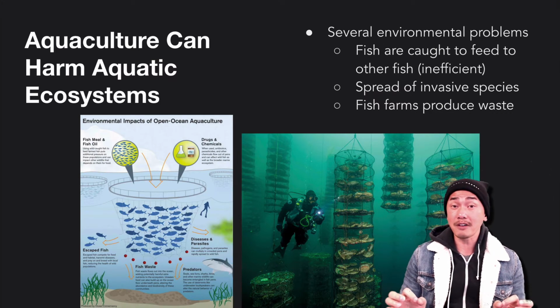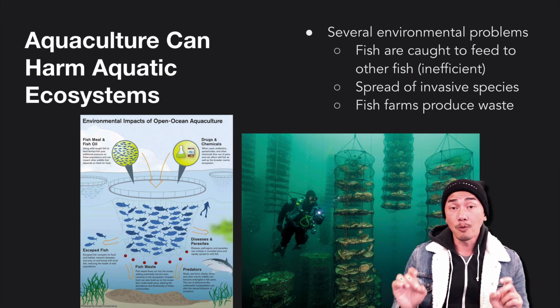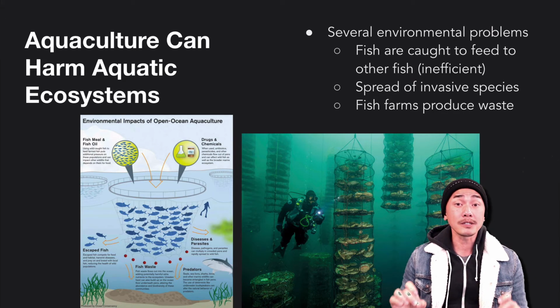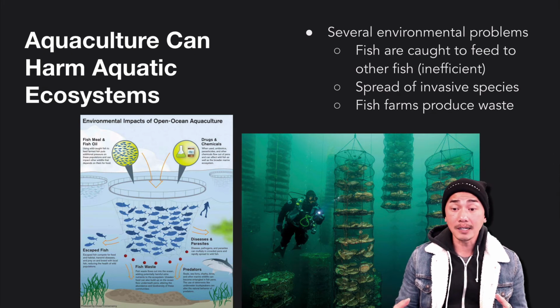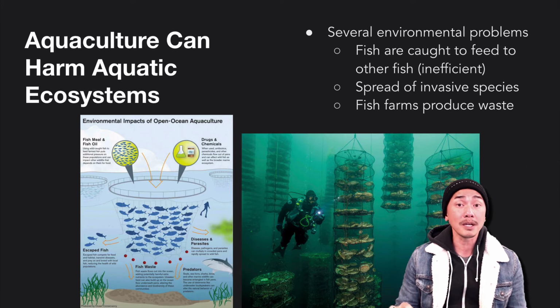Aquaculture can cause several environmental problems and affect aquatic ecosystems around it. First, wild fish are often caught to feed farm fish, which ruins the point of farming fish for food. Secondly, species raised in aquaculture can escape and become invasive species in neighboring areas. And finally, fish farms concentrate large numbers of fish in small areas, producing a lot of waste that can pollute the environment around it.